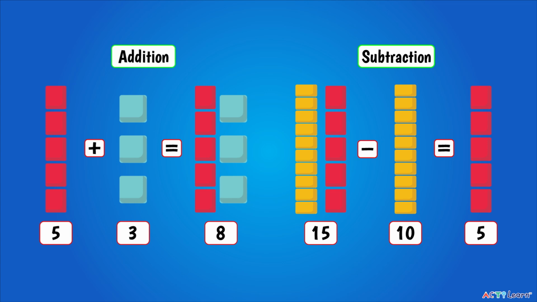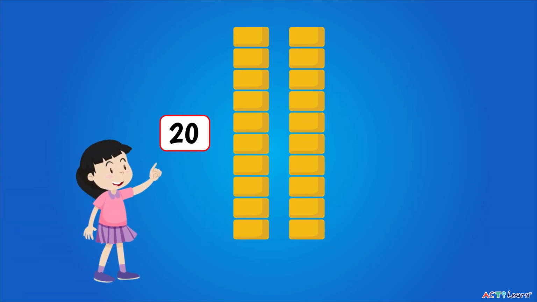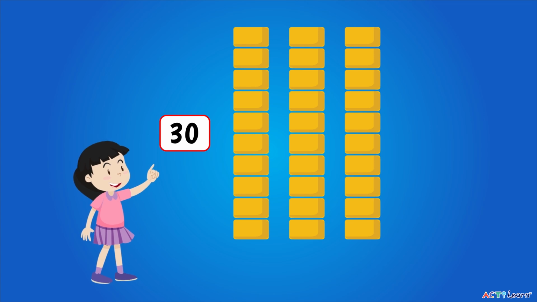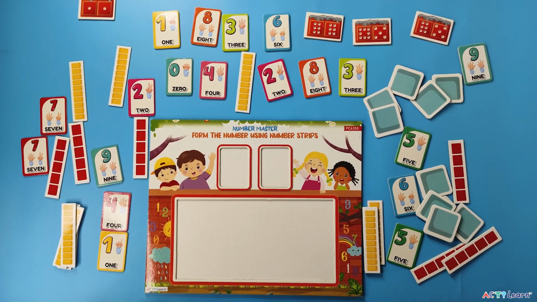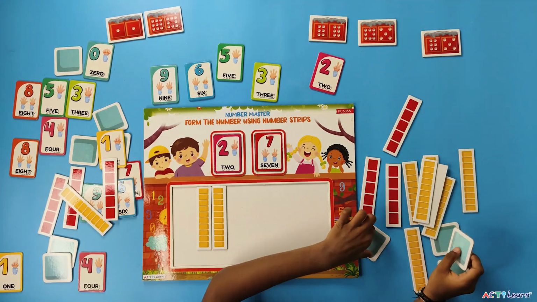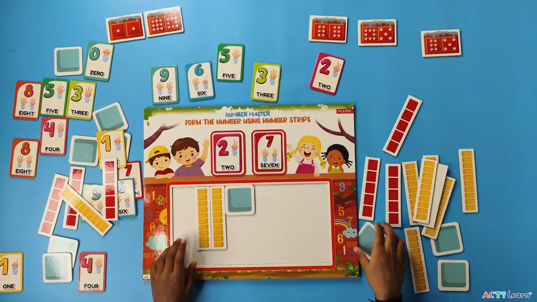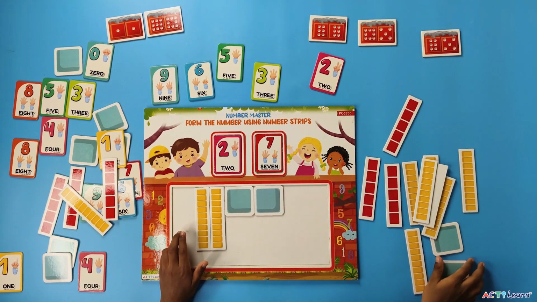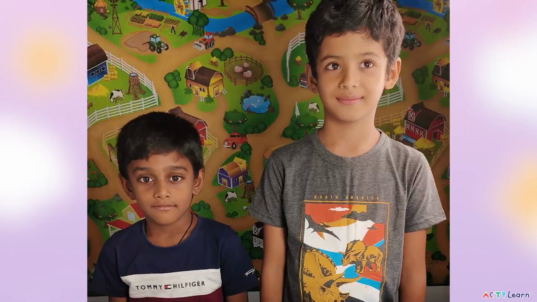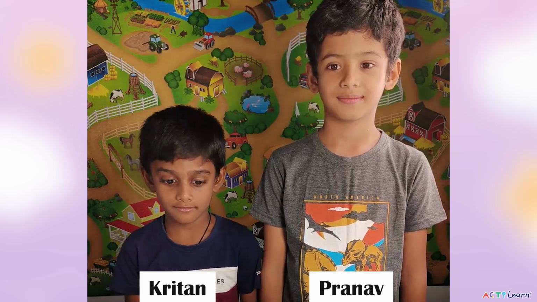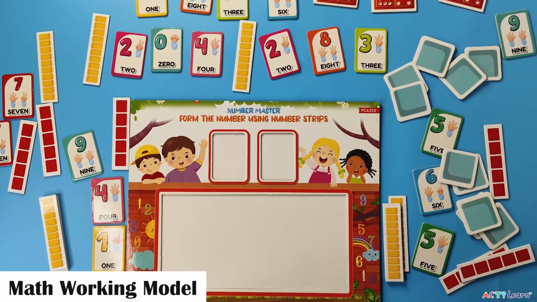It can be used to teach regrouping in addition and subtraction concepts. Additionally, it can also be used to teach counting in multiples as well. ActiLearn's Number Strips is a fun hands-on activity tool that encourages children to think, learn, and play all at once. Let's see how Pranav and Kritan learn number formation using ActiLearn's number strips.